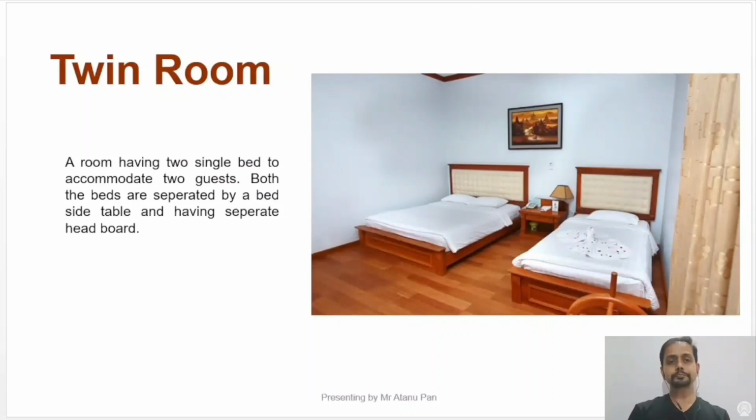Now, what I told in the last slide, that in most of the star hotels like 3-star, 4-star or 5-star hotels, which are basically the upgraded hotels, they do not have single rooms. What they have is basically the twin room, which is having two single beds. All right, so let's go ahead.